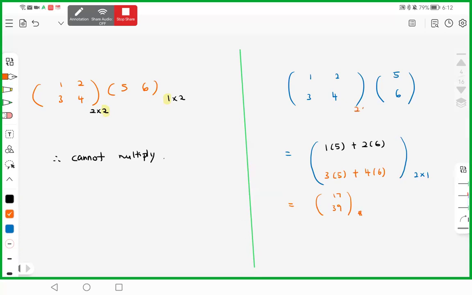So this is 2 times 2. This is 2 times 1. This one, because the number here is the same, then can multiply. So if can multiply, then only we multiply. Look at the difference.